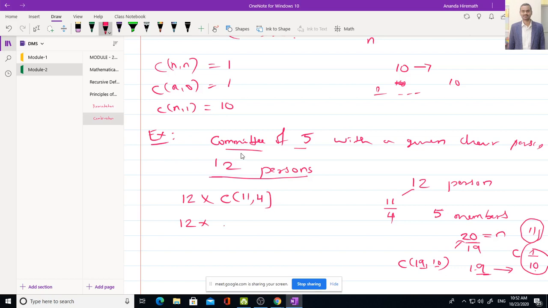12 into this, so it is 11 factorial divided by (11 minus 4) factorial into 4 factorial. You calculate it afterwards, you will get 3960 ways. Did you understand this example? Thank you. Yes.